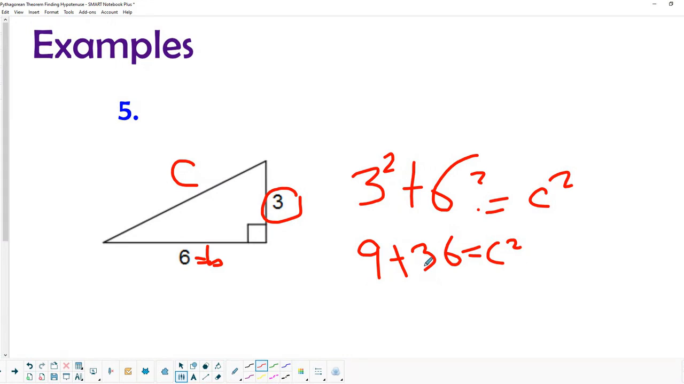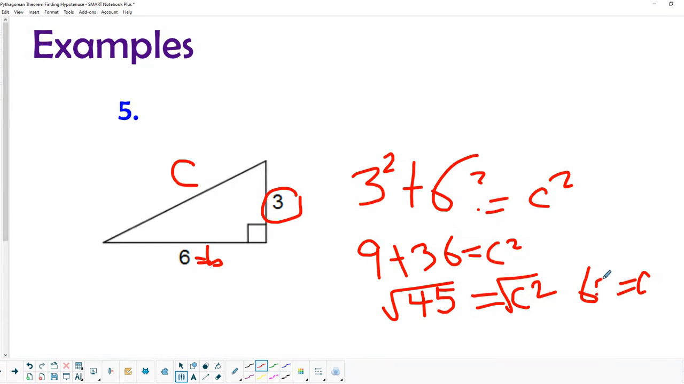And 36 plus 9 would be 45, equals c squared. So now let's do the square root of both sides, and we get c equals, and 45 square root, that would be 6.7. So there you go. We're all solved on that particular problem. All right, what else could we ask?